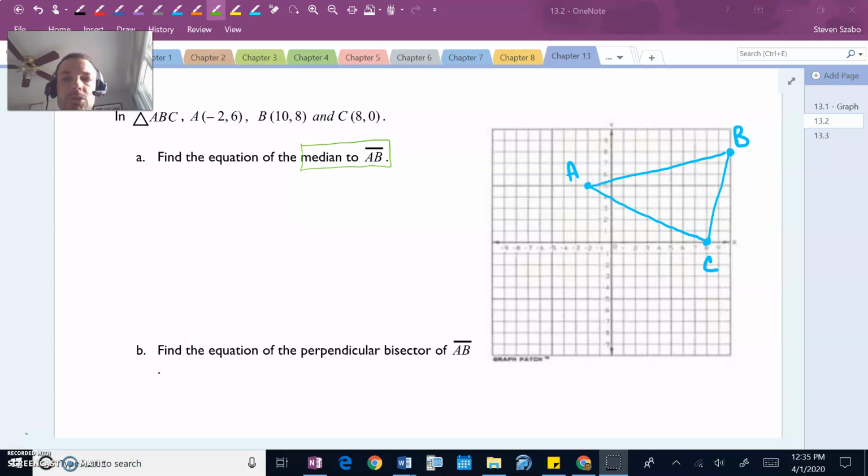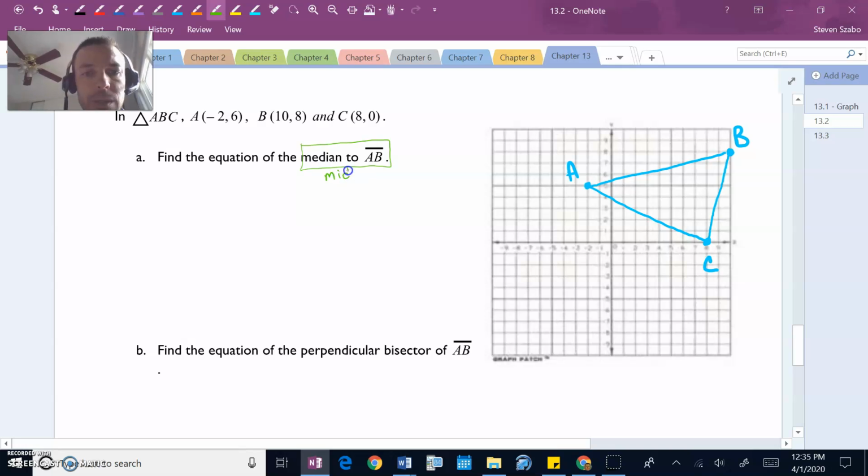But we'd start by plotting our triangle, and the first trick is to recognize that if we need the median to AB, that means we are looking for the midpoint of AB. If we can find the midpoint of AB, we're going to use the opposite vertex, C, and that midpoint, and write the equation of that line. Go ahead and give that a try.